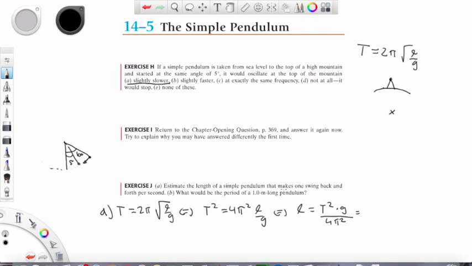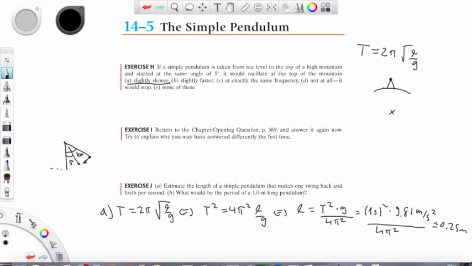The period was 1 second, so 1 second squared times the acceleration of gravity at sea level, which we assume is 9.81 meters per second squared, divided by 4π squared, and this is about 0.25 meters.